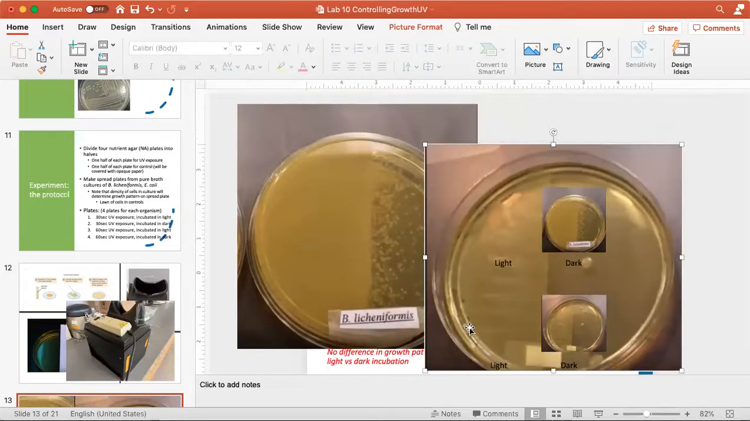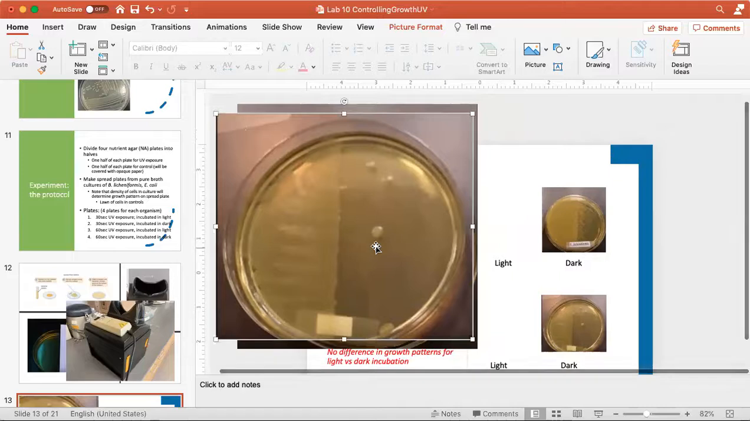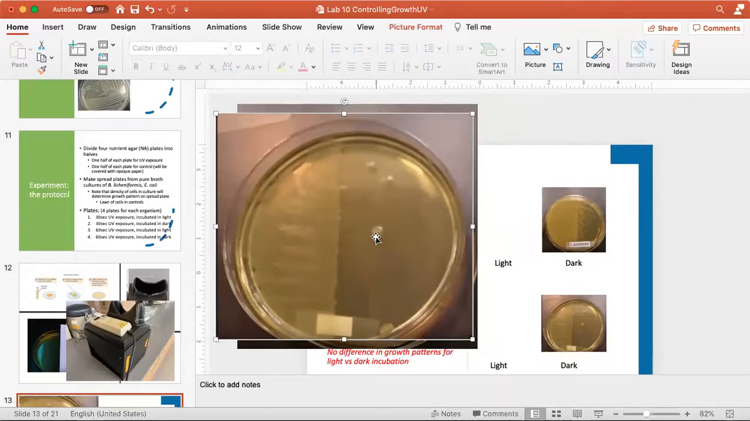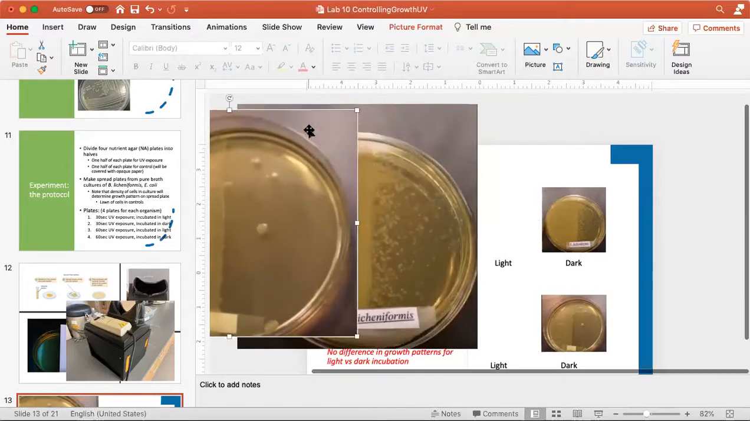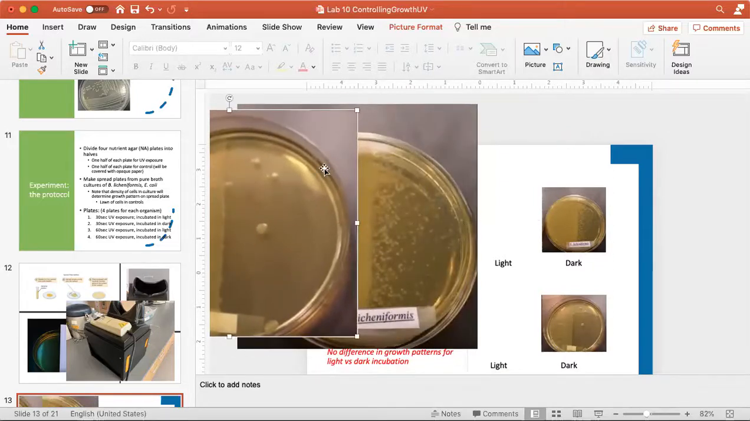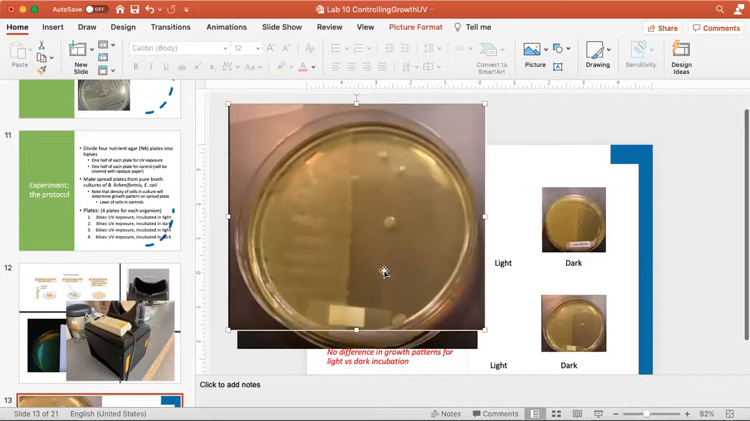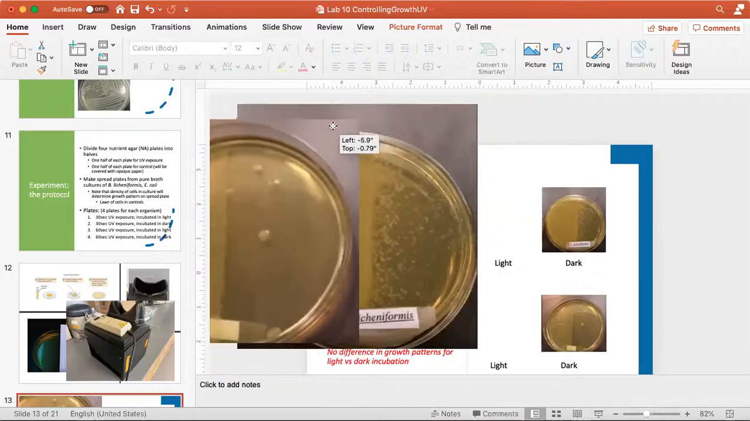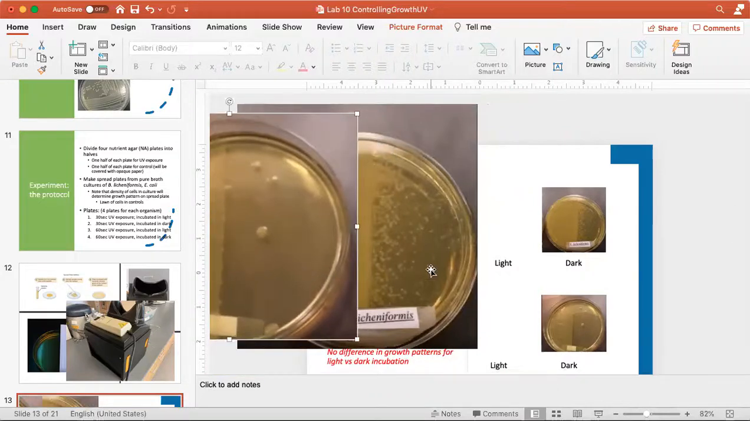I do have a lawn. I have a lawn of cells growing on the covered side. That's my control. I got some growth on the exposed side, but gosh, I didn't get nearly as much, did I? I didn't get nearly as much as I did for the bacillus. Some of the E. coli cells were repaired, but not nearly as many as the bacillus cells.